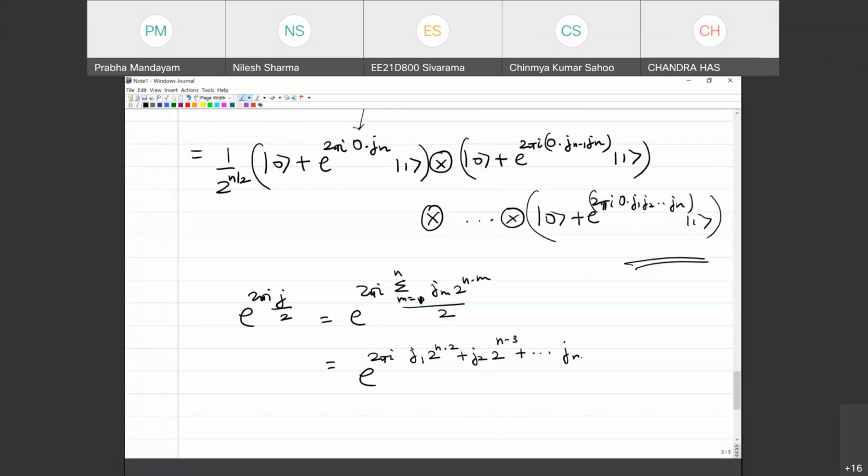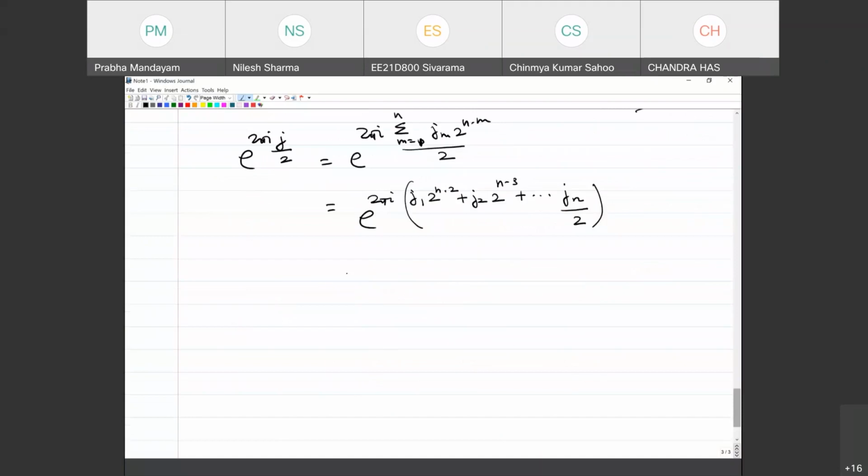Now what happens with jn? It is no longer a power of 2, it's just jn by 2. I'm just expanding this exponent out, right? And now I hope you will see that everything all the way up to here is all trivial, right? E to the 2 pi I times some power of 2, correct? And so the only non-trivial part of this phase will be jn by 2, which is what we are calling e to the 2 pi I point jn.